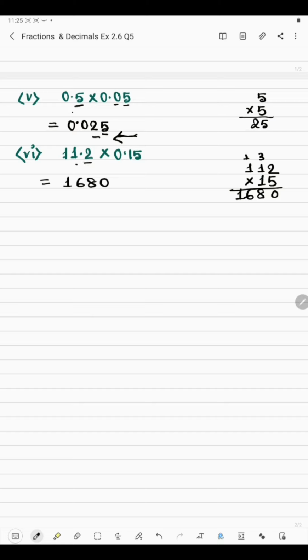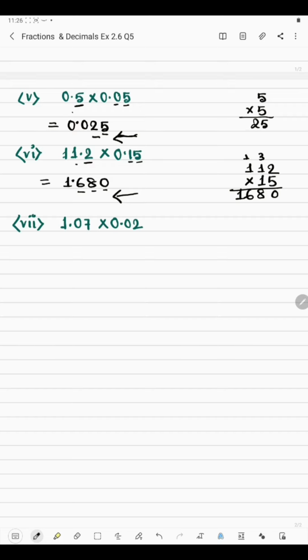Now see, here after the decimal there is 1 digit and here after the decimal there are 2 digits. So 2 plus 1 is 3. That means in the answer you will have to put the decimal in such a way that after the decimal there will be 3 digits. So 1, 2, 3, here will be the point. So the answer of the sixth part will be 1.680.